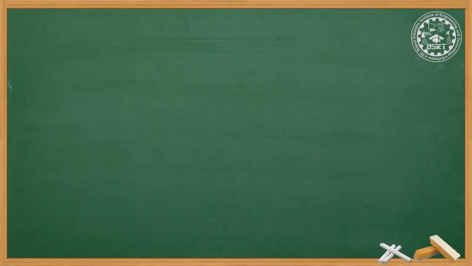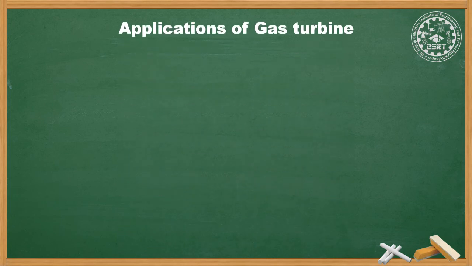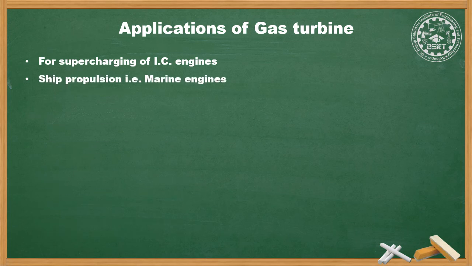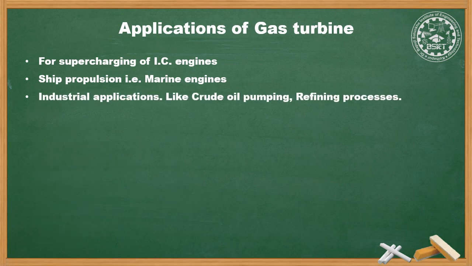The last point of today's session is applications of gas turbine. Gas turbines are used for various applications. Some of them are given below. First, for supercharging of an IC engine, that is, for supercharging the air fuel mixture of an IC engine. Second, for ship propulsion, that is marine engines, or for locomotive propulsion. Gas turbines are used in marine engines for propelling ships. Third, industrial applications like crude oil pumping, refining processes, etc.